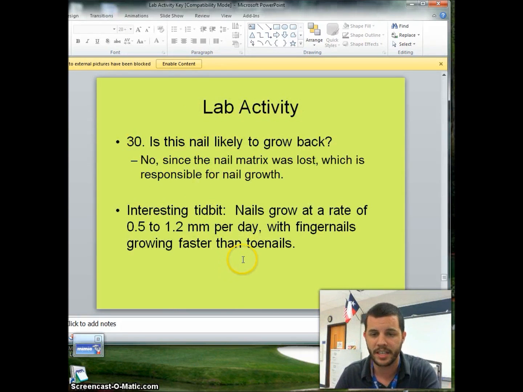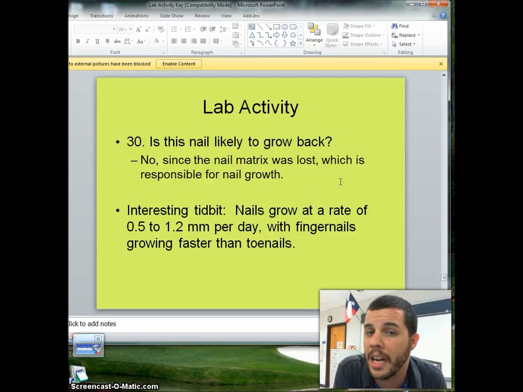I've already mentioned this. Is the nail likely to grow back? Basically, if the nail matrix is gone, you're not going to grow a nail back. That is the end of the reading guide.